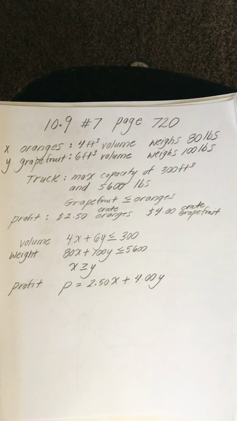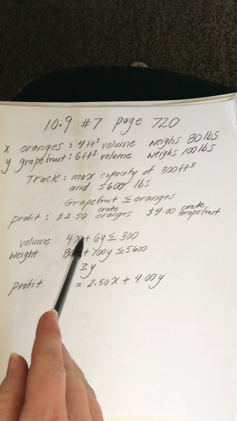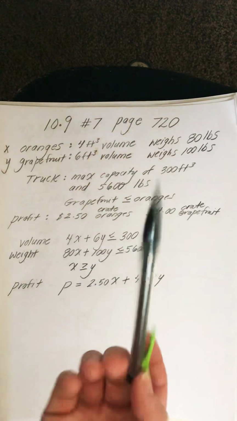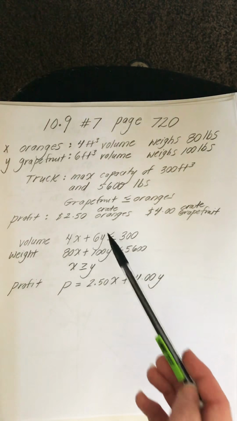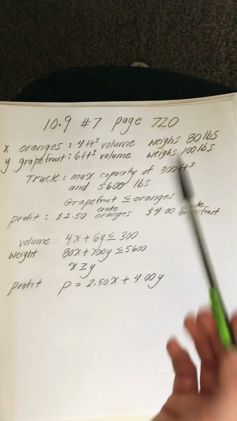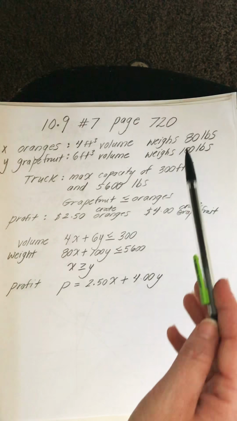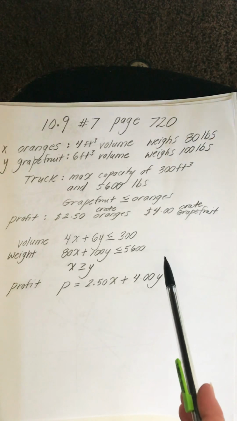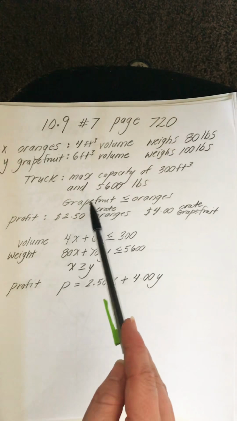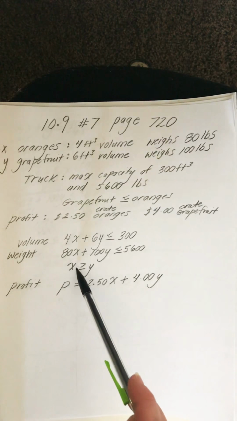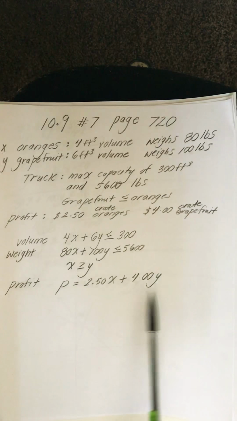Okay, so I've now set up some inequality true statements, which is what we're going to end up graphing. The first one I did was for volume. I call oranges X and grapefruit Y. So 4X plus 6Y needs to be less than or equal to the 300 volume. Then weight is 80X plus 100Y, which has to be less than or equal to 5,600 pounds. Then I set up this true statement: the grapefruit is Y and this is X, so X needs to be greater than or equal to Y. Oranges need to be greater than or equal to the number of crates of grapefruit. Then here's our profit true statement.